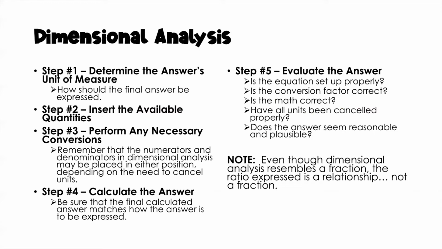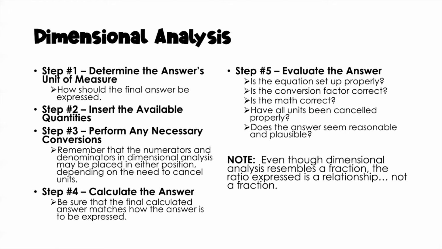So if you want to do dimensional analysis, it is a 5-step process. So the first is that you have to determine what your final answer is going to look like. So for example, are you solving for capsules per dose or milliliters per dose or milliliters per hour? What do you want your final answer to be? I always start there and keep that right at the front of my equation so that I always remember what I'm solving for. Step 2 is you're going to want to insert your available quantities. So what is your order? What do you have available?